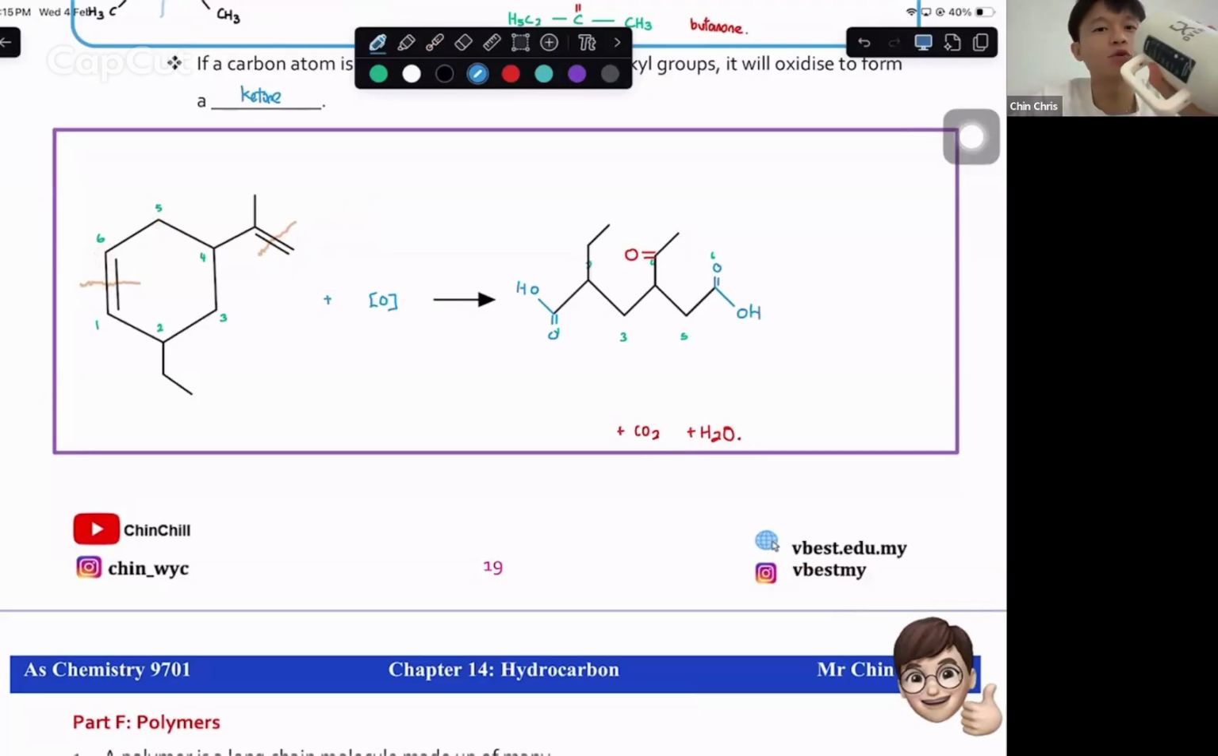This won't come out in the exam. This is too hard. But if you can do this right, nothing in the exam can kill you. Like legit, nothing in the exam can kill you.